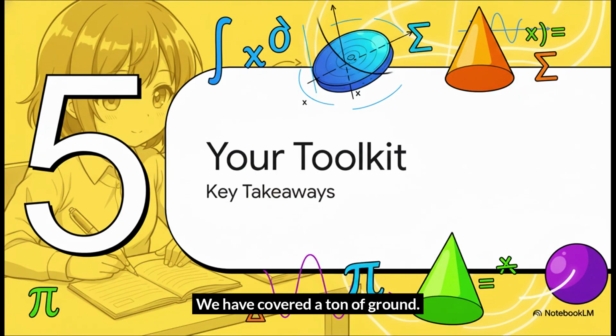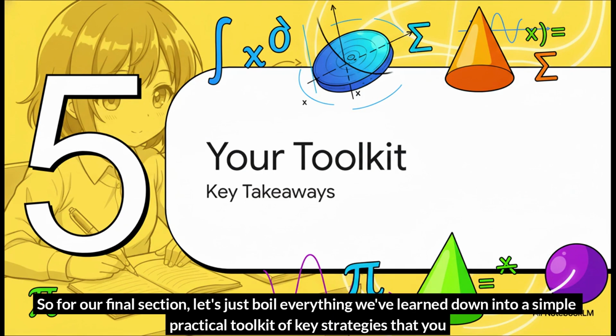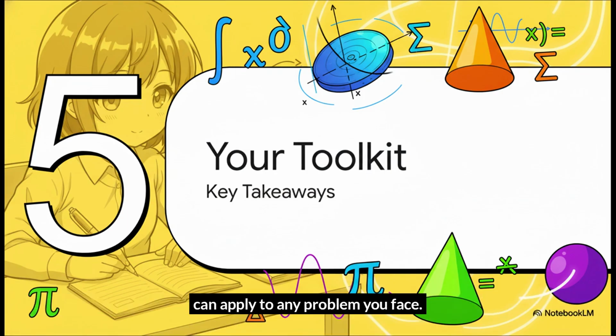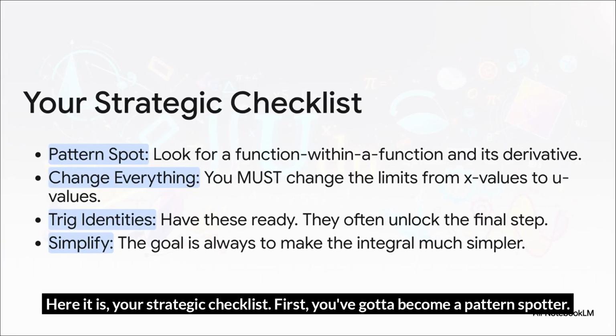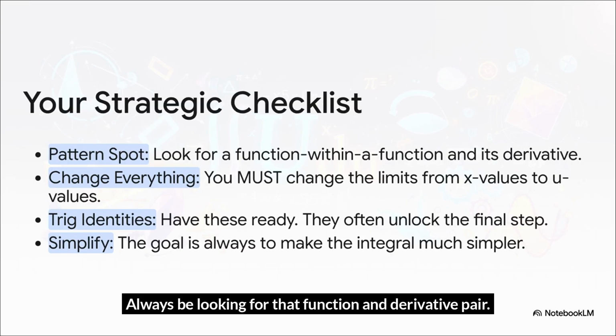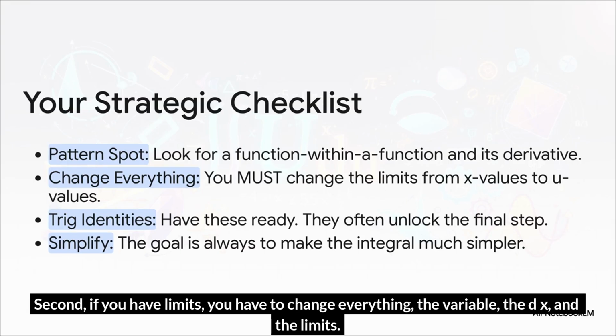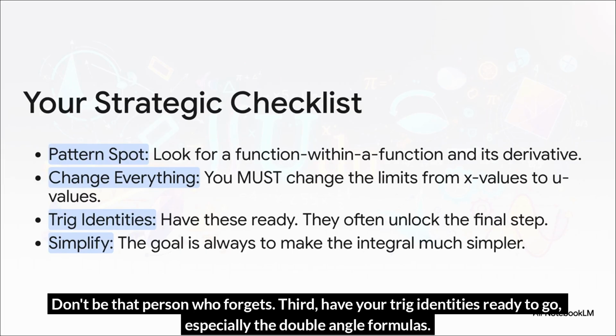Okay, we have covered a ton of ground. So for our final section, let's just boil everything we've learned down into a simple, practical toolkit of key strategies that you can apply to any problem you face. Here it is, your strategic checklist. First, you've got to become a pattern spotter. Always be looking for that function and derivative pair. Second, if you have limits, you have to change everything, the variable, the dx, and the limits. Don't be that person who forgets.